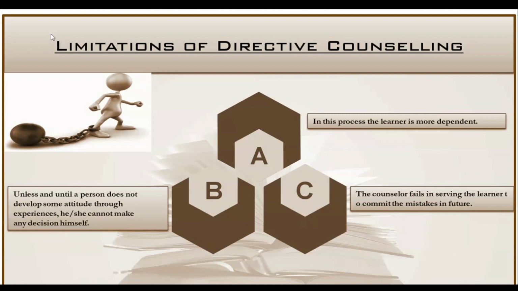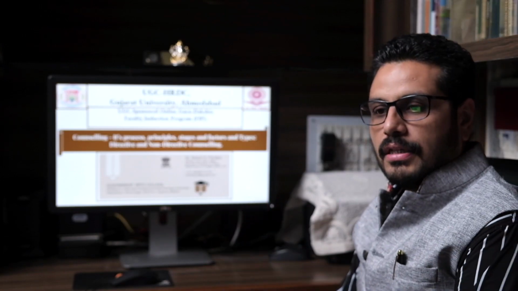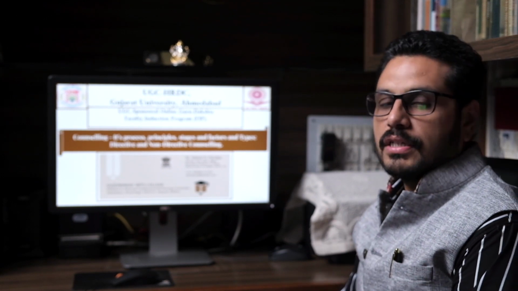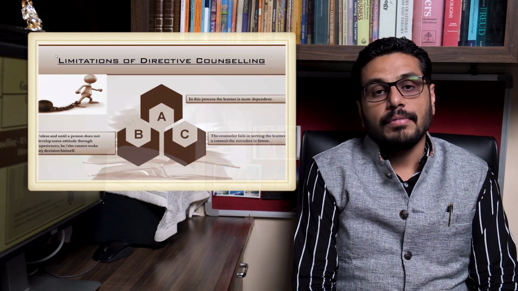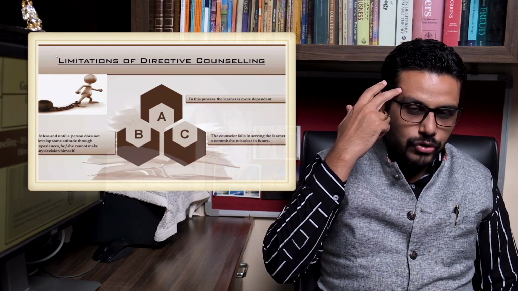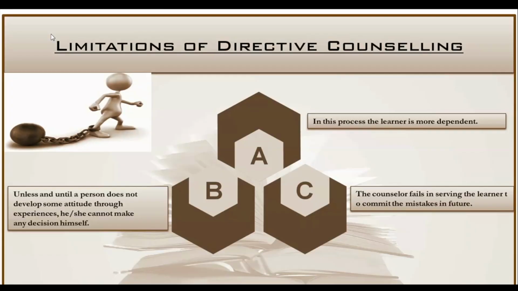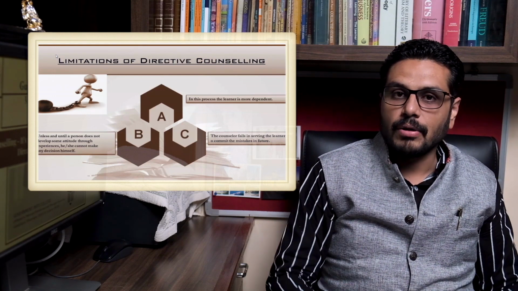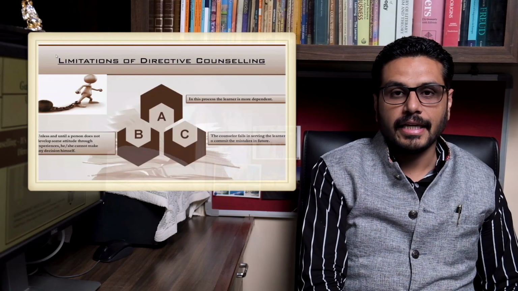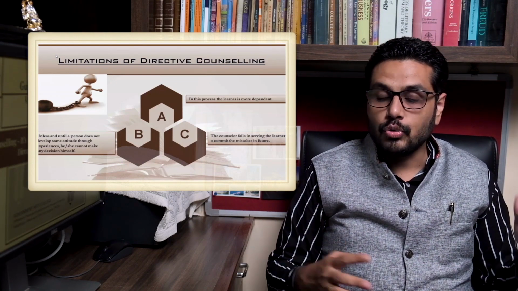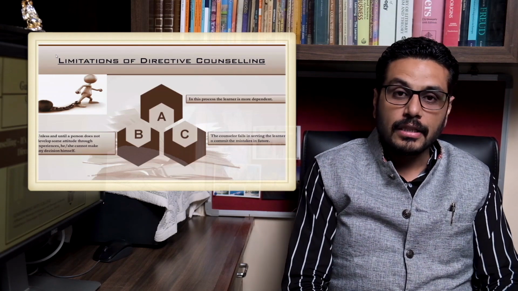Second, that is B, is unless and until a person develops some attitude through experiences, he or she cannot make any decision himself, because that person is not trying to solve that problem himself or herself. That makes that person dependent or parasite. Parasite is a very harsh word, but that person is being spoon fed actually, so that the intellectual development is not happening. And C is that the counselor fails in serving the learner to avoid committing mistakes in future. Okay, now here this is the problem. When you solve a problem instantly, what happens is only that problem is solved, nothing else. Whereas if you tell that person that you can do this yourself, which happens in non-directive counseling, now that is the problem.